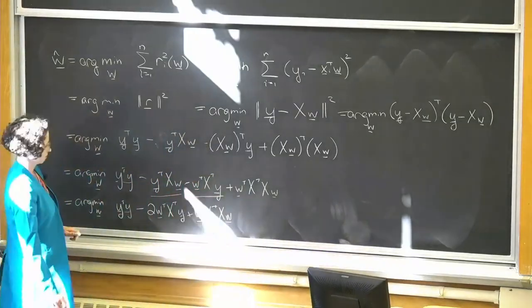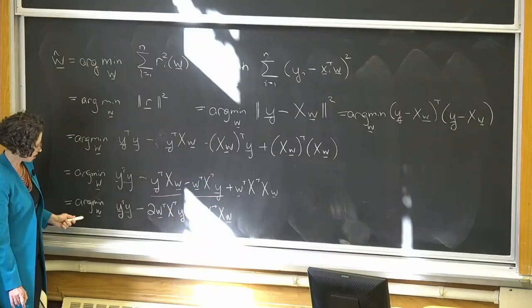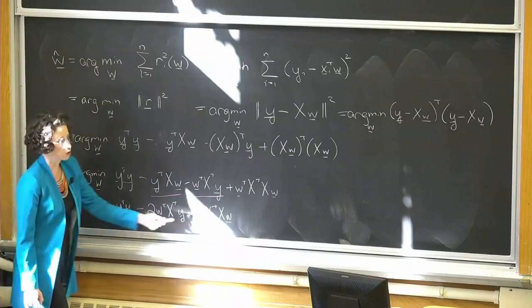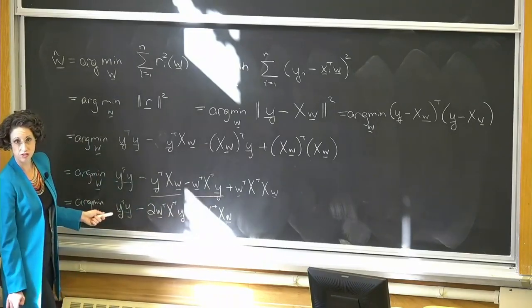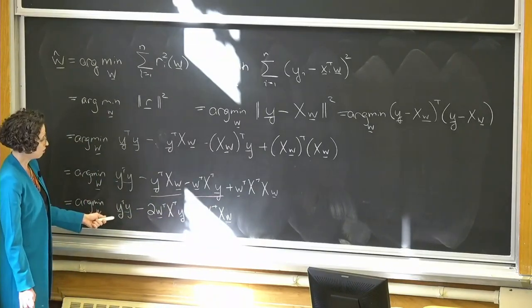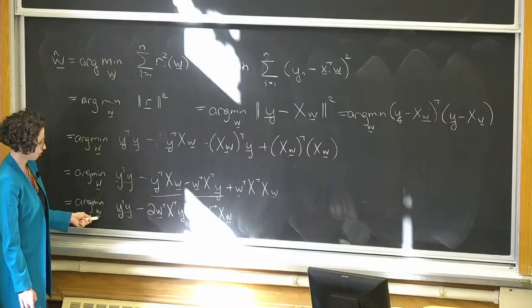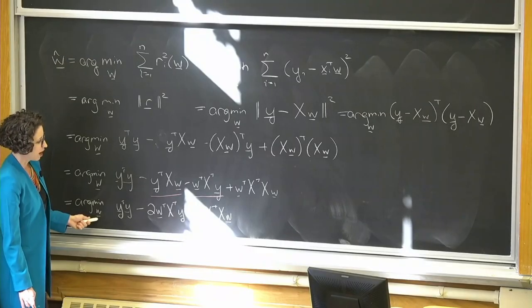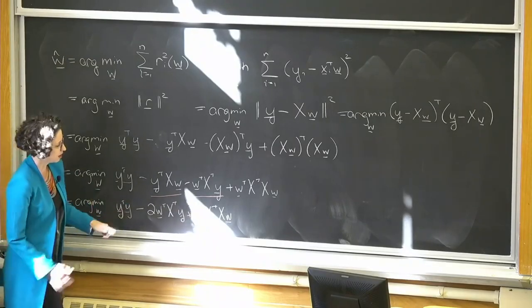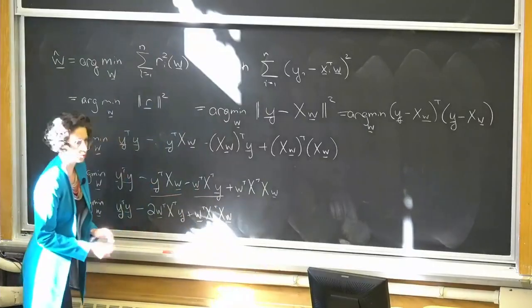Okay. So now we have an expression in terms of our matrices and vectors. And what this is saying is we want to search over all possible w's and find the w that's going to make this expression as small as possible.